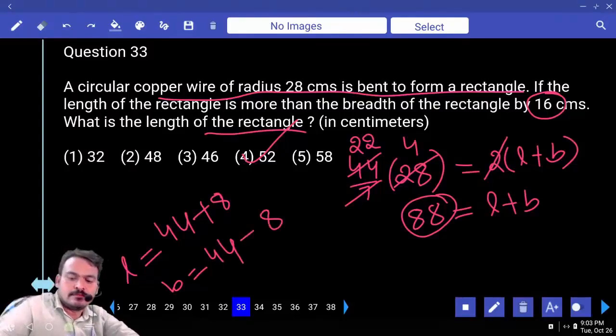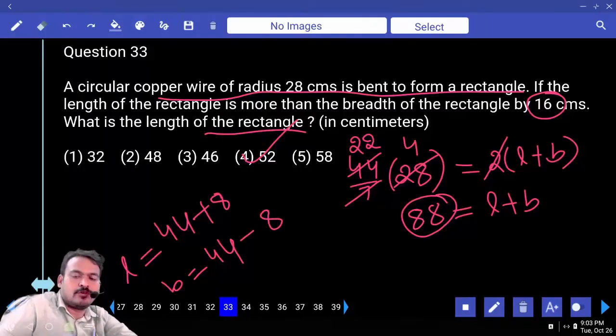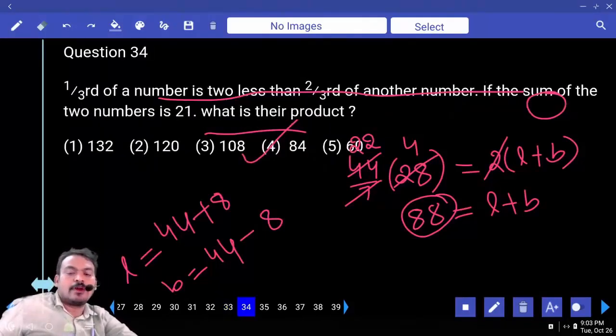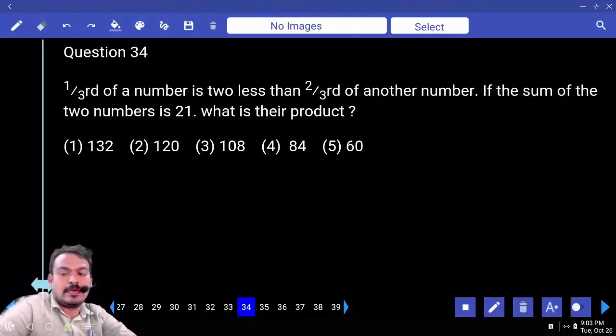Minus 8. Next question number 34. 1/3 of a number is 2 less than the 2/3 of another number. If the sum of the two numbers is given 21, what is their product?